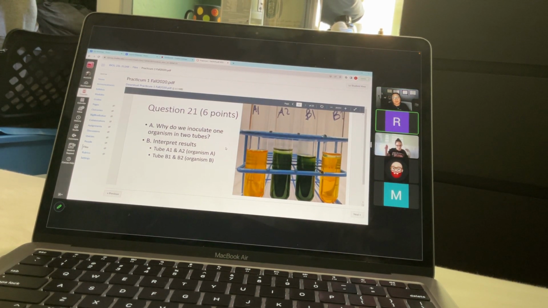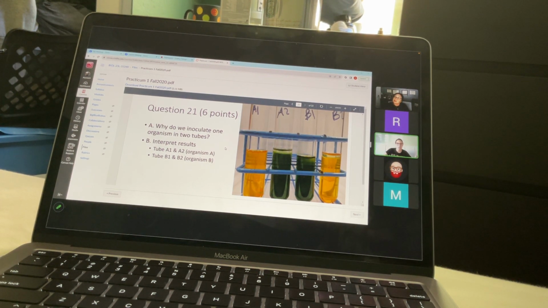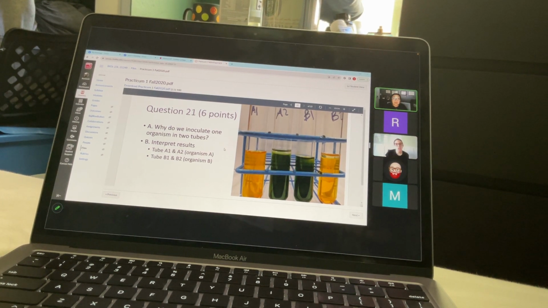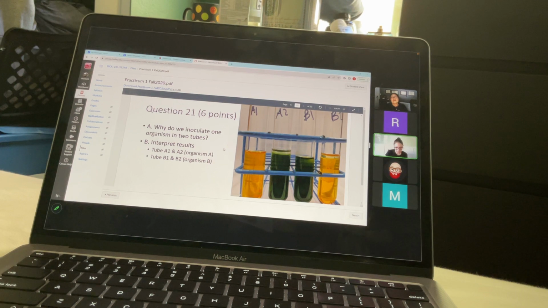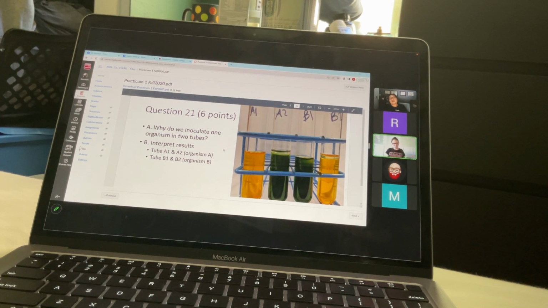Would you like us to also mention that it is negative or positive for oxidation because one stayed green and one turned yellow? Correct. It is a pH change, okay, right?